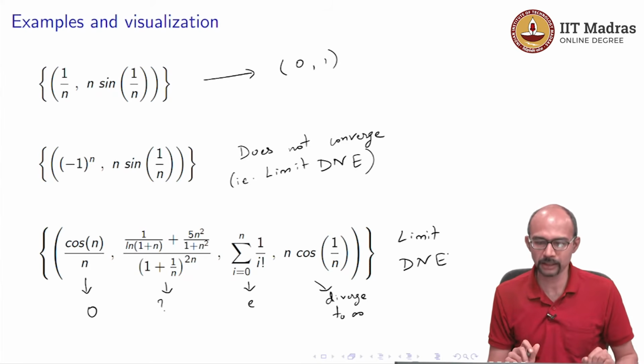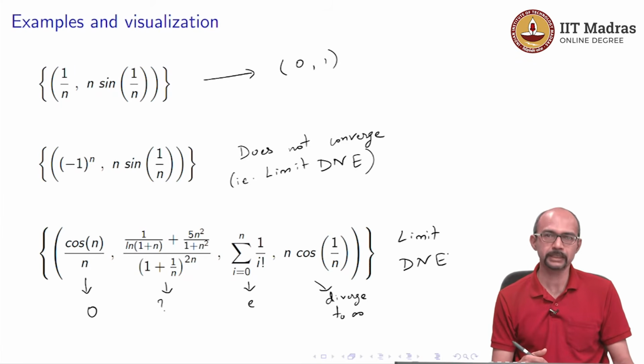So, I hope it is clear what we mean by limits of sequences in higher dimensions. We have to just check individual limits for each coordinate.